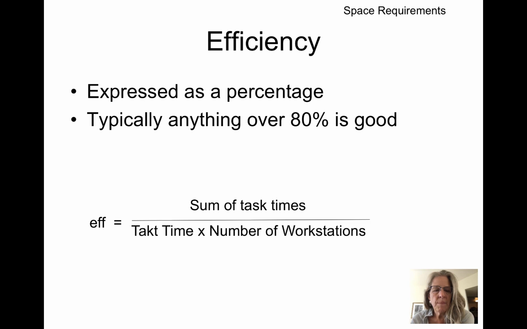So whenever we're doing the calculations of line balancing, we always want to measure what we're doing by this expression of efficiency. It's expressed as a percentage, and typically over 80% is pretty good. So the way we calculate this is that we add all of the task times in a particular department, and we say this is all the work that needs to be done, and then we divide that by the takt time, which is the time that it spends in each workstation, times the number of workstations. And this will give us an expression of work time to total time.